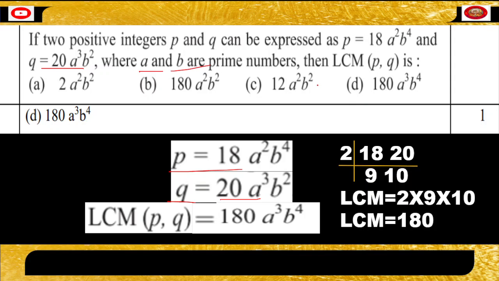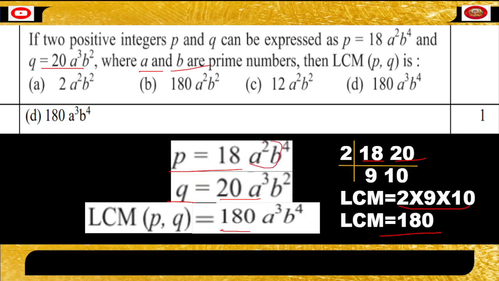First find the LCM of 18 and 20. 2 9s are 18, 2 10s are 20. 9 and 10 are not in the same table. Therefore, LCM is equal to 2 into 9 into 10. 2 9s are 18, 18 10s are 180. That means the LCM of 18 and 20 is 180.